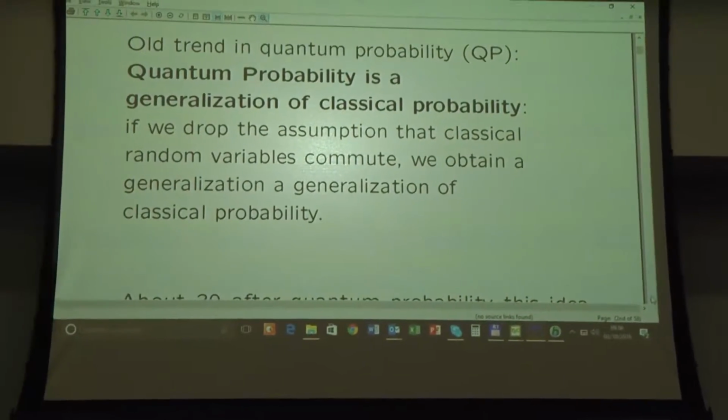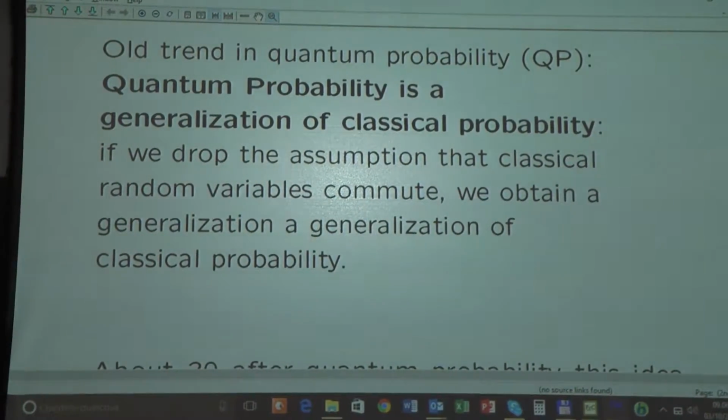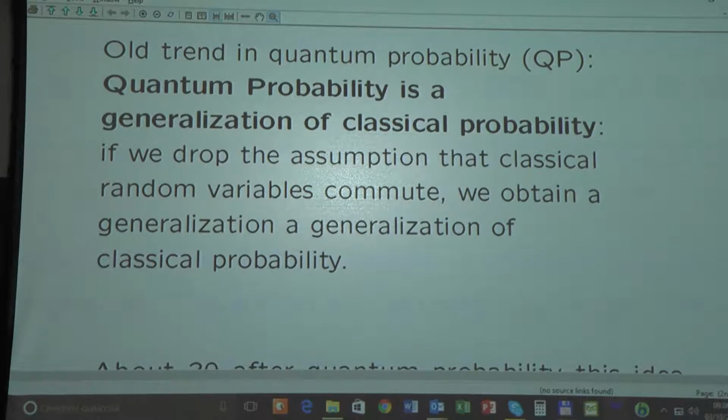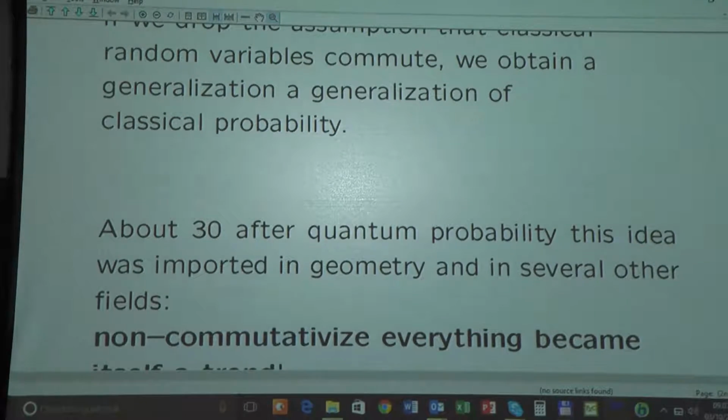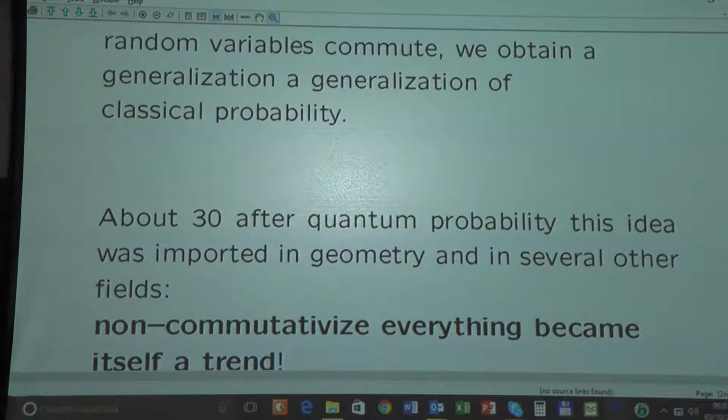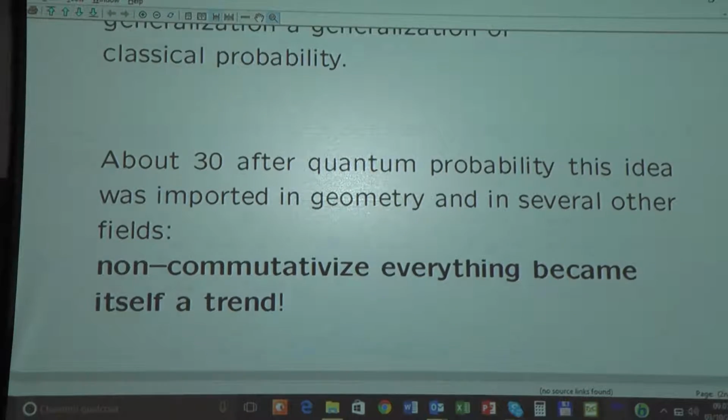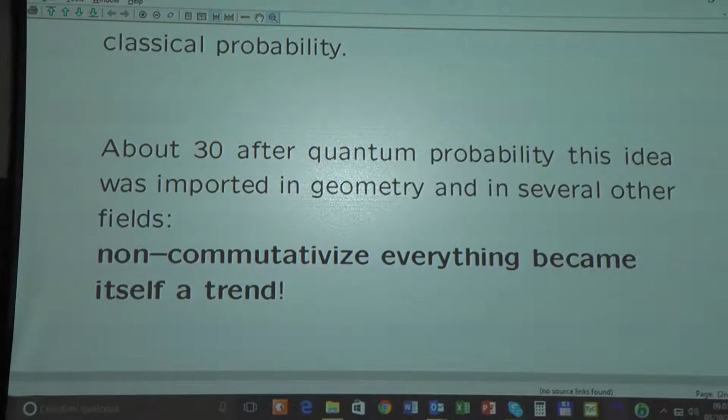Quantum probability was born, roughly speaking, 30, 35 years ago, and we were thinking for many decades that quantum probability is a generalization of classical probability. A generalization is a rather natural direction, that is, instead of assuming that random variables commute, we assume that random variables do not commute. So 30 years after quantum probability, this idea was imported in other fields of mathematics, in particular geometry, and then it became a trend to non-commutativize everything.